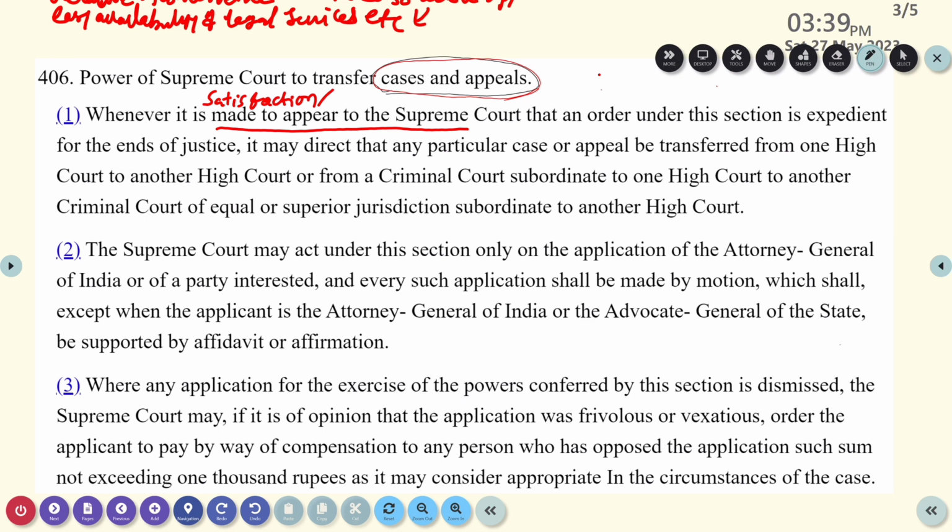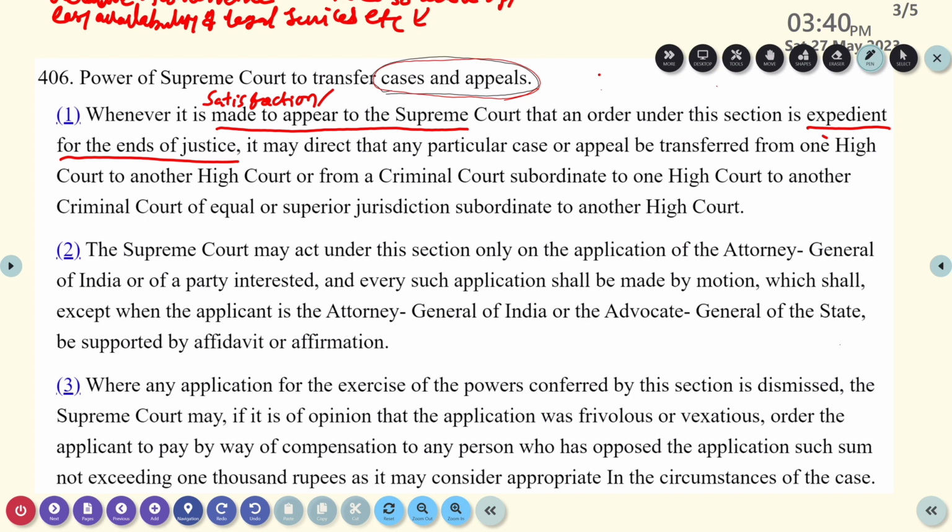Who is responsible to make it appear? Normally, the one who approached the court has to make it appear to the Supreme Court. What has to be made to appear to the Supreme Court? That an order under this section is expedient for the ends of justice. Section 25 CPC has the same language: expedient for the ends of justice.